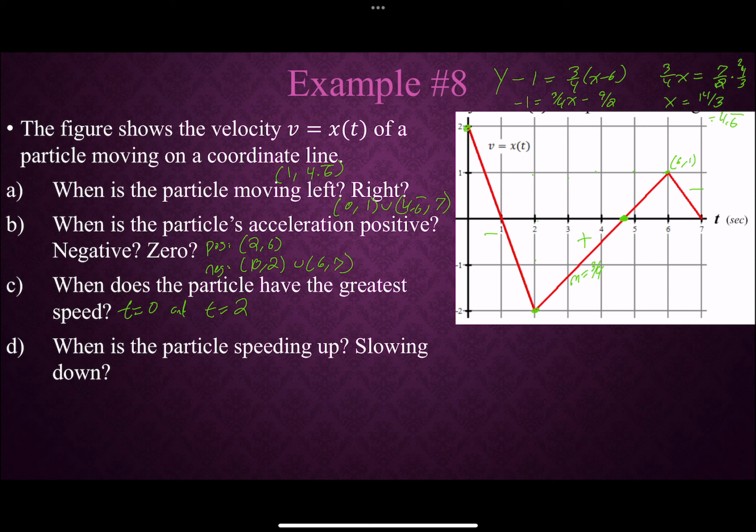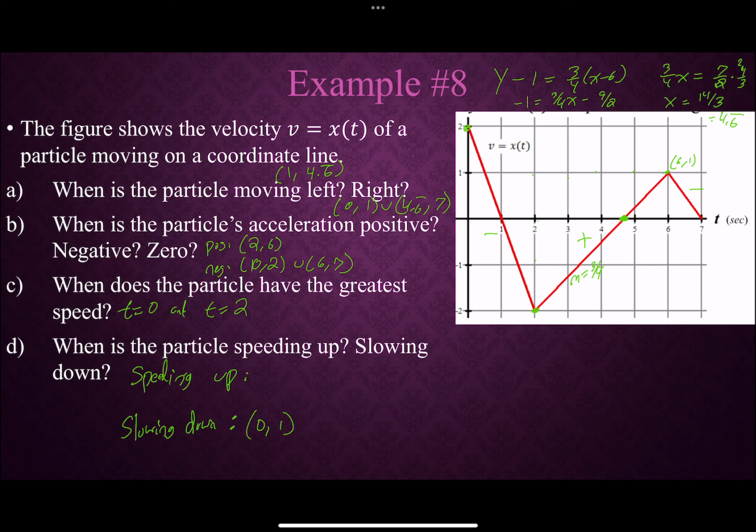Now, final parts. When is it speeding up? When is it slowing down? So speeding up versus slowing down. Speeding up occurs when velocity is positive and acceleration is positive, or velocity is negative and acceleration is negative. So you'll see from 0 to 1, the velocity is positive, but the acceleration is negative because it's a negative slope. So that means it's going to be slowing down.